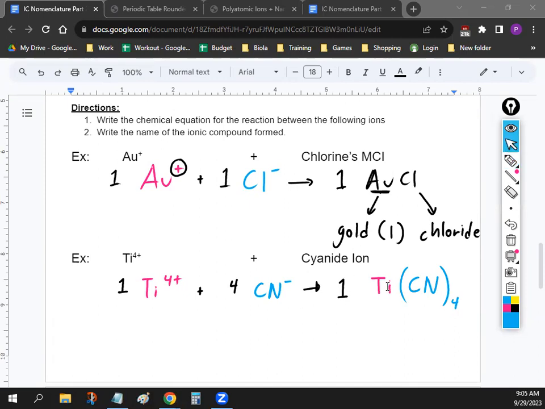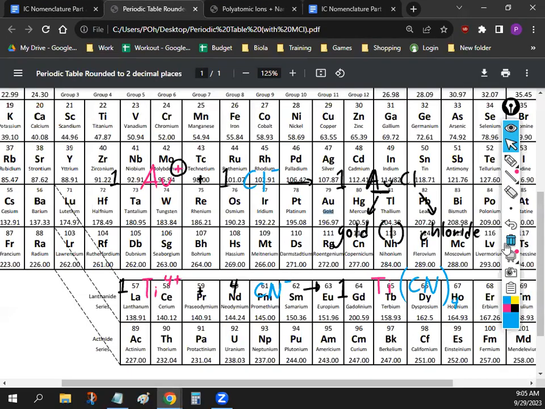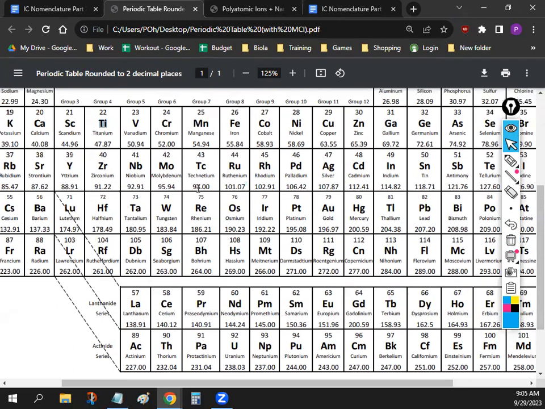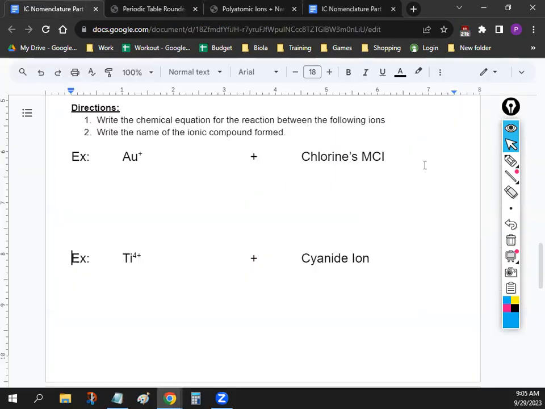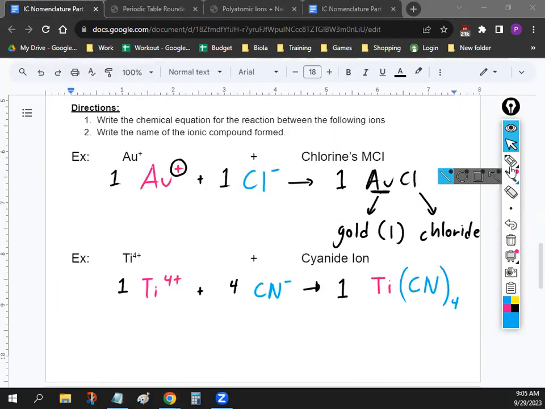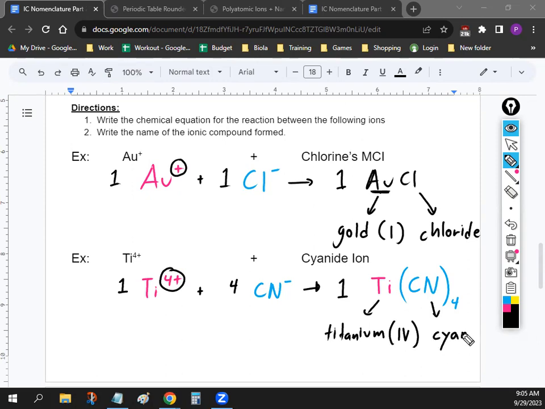All right, and then for the name, we're going to go find Ti on the periodic table. Ti is in the middle. It's right over here in group 4. It's titanium. So we're going to write the name titanium. And since it comes from the middle of the periodic table, you have to put the charge in parentheses behind it. So it'll be titanium 4. And since cyanide comes from the polyatomic chart, we just write the name cyanide. And that's it.